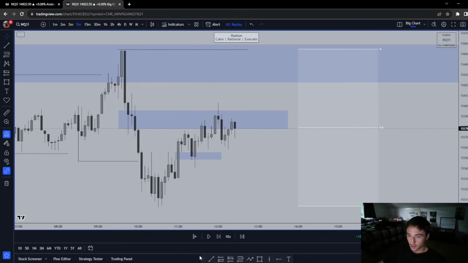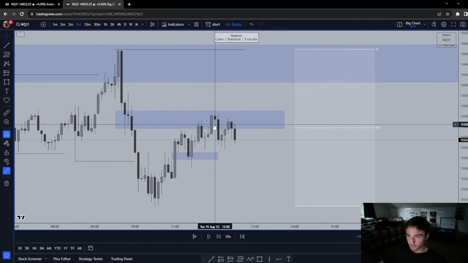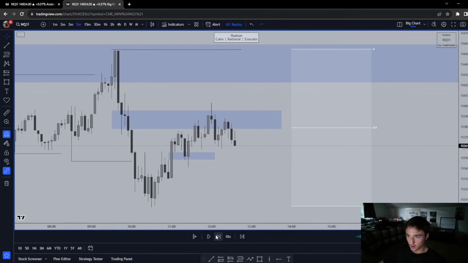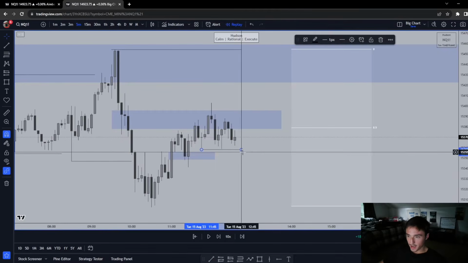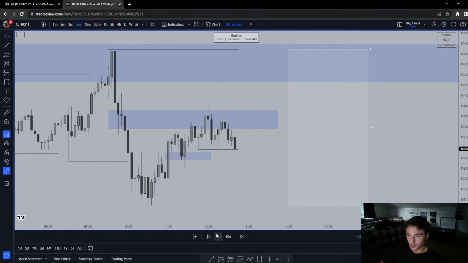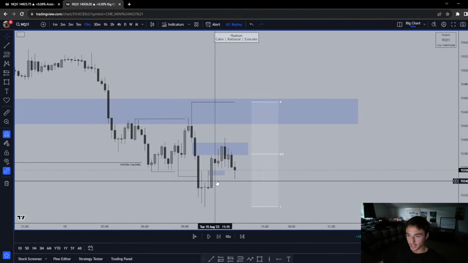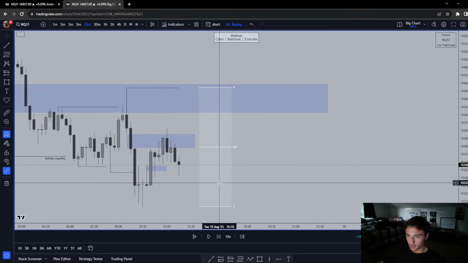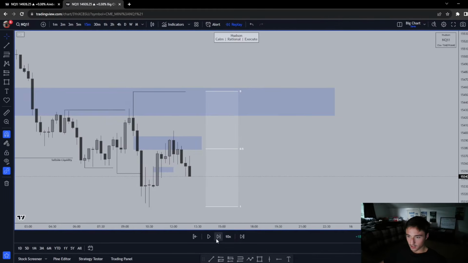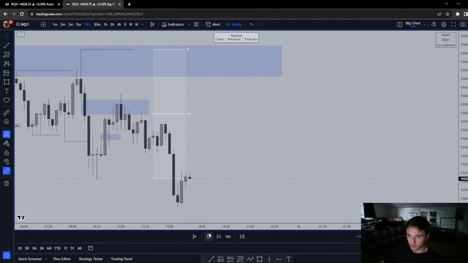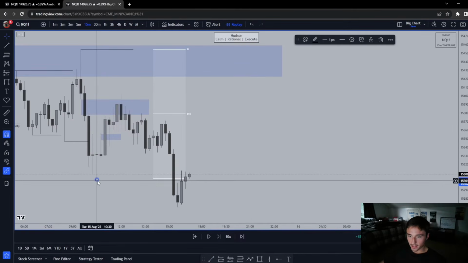Wow, we are ripping. Inside a premium right here. So valid short, what can we expect? At least this low. Bang, price takes it out. But on the 15-minute, what can we expect? At least, no, we're just chopping right now. So I would expect this low. Bang, there we are. We take out that low.